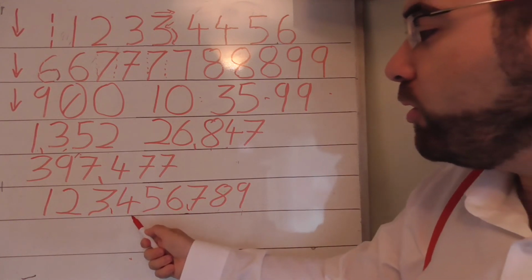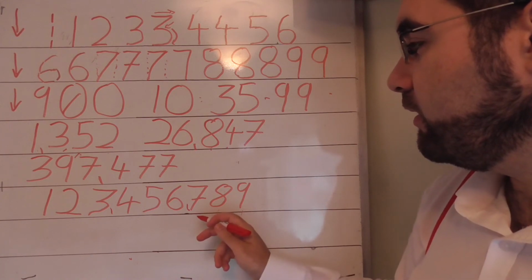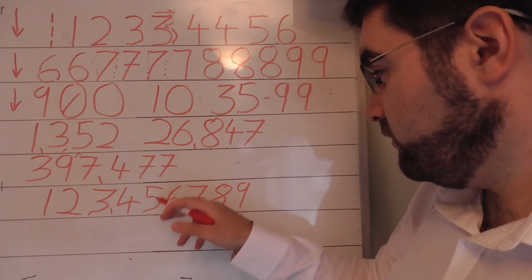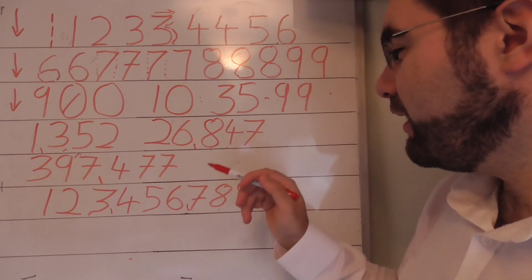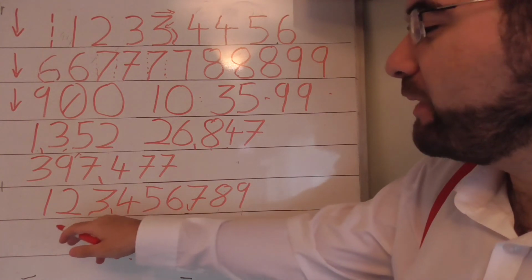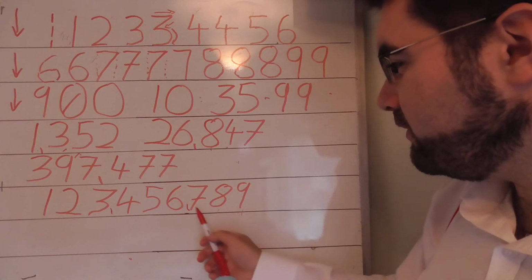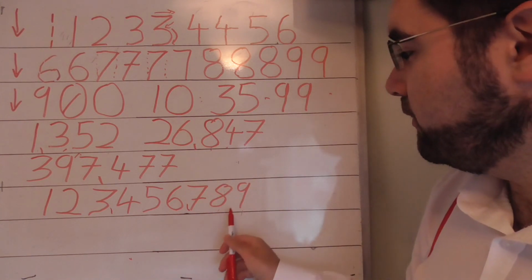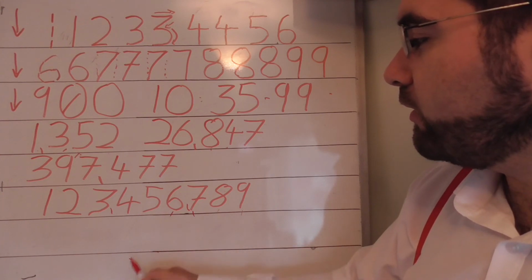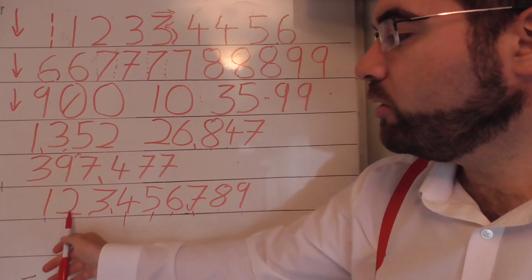So 123,456, 123,000, 400,000. Oh, crazy. Big one. So let's break it down. 100, 1,000, 10,000, 100,000.